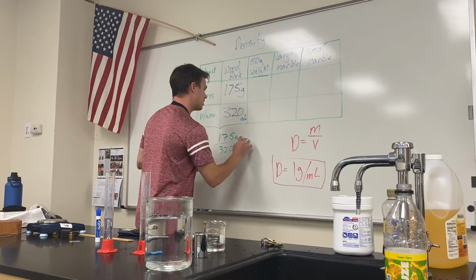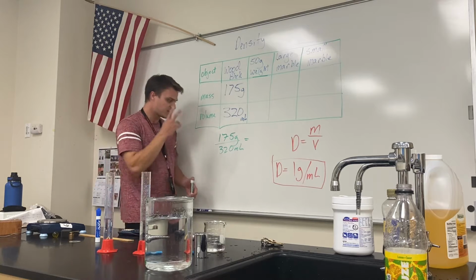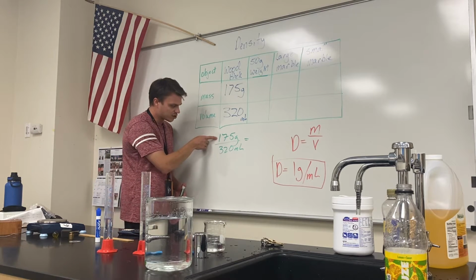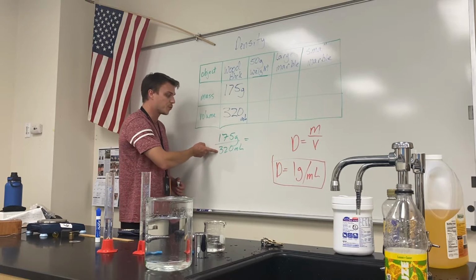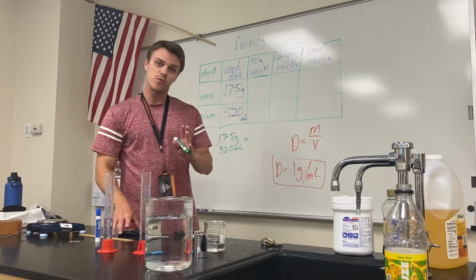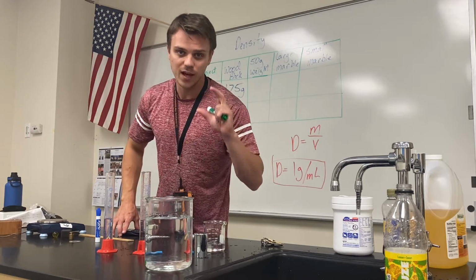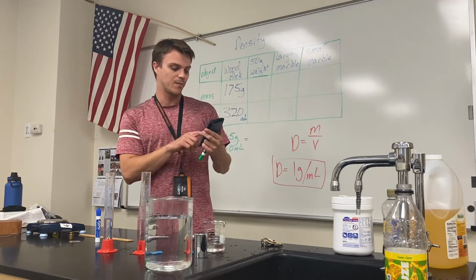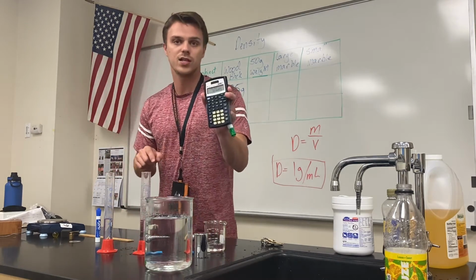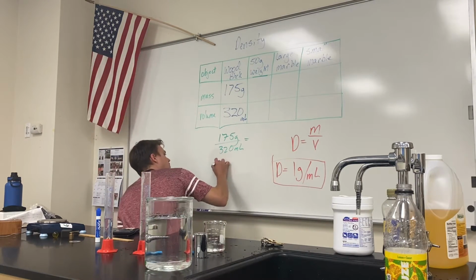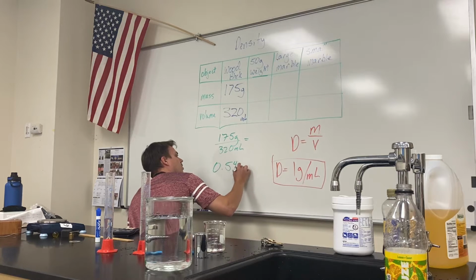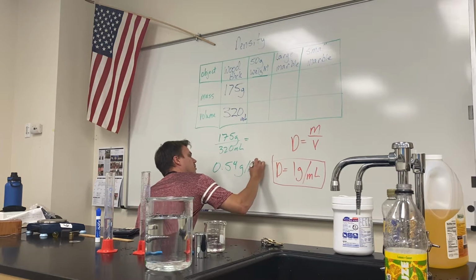If we put this in a calculator, the first thing I'm going to look at before I do is there's a smaller number, 175, over a bigger number, 320. Whenever we have a smaller number divided by a bigger number, it's going to give us a number less than 1. So this density is 0.54 grams per milliliter.